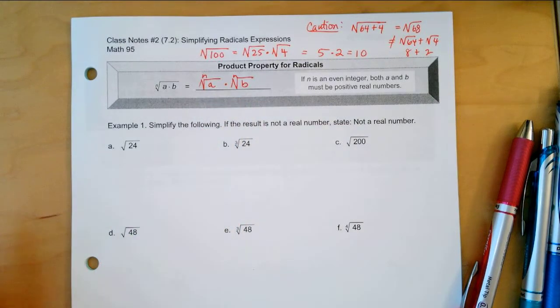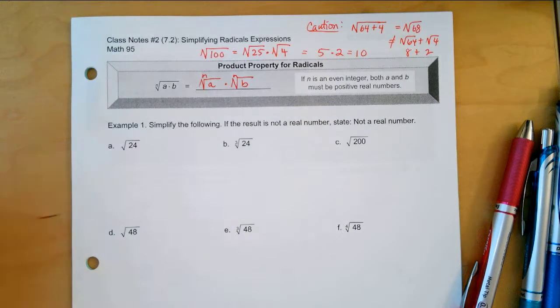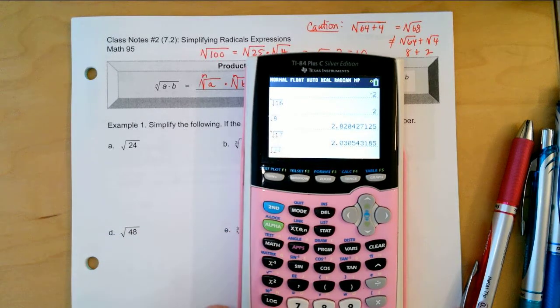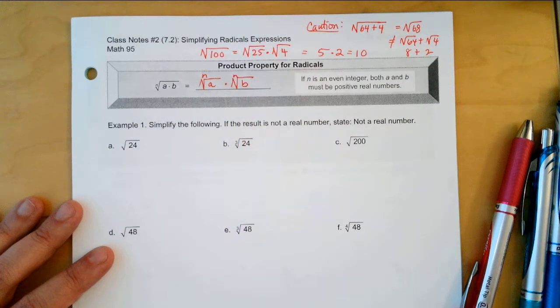So we're going to be using this to do this idea of simplifying the radical. How does this work? If I look at the square root of 24, and you did the square root of 24 on your calculator, you would just get a decimal. Why am I getting this? When I take the square root of 24, why do I get a decimal instead of a whole number? That's because the square root of 24 is what we call irrational. It's not a perfect square. But there are factors of 24 that are a perfect square.